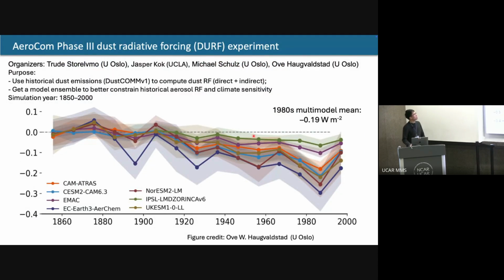And then we did this AeroCom phase 3 dust radiative forcing experiment. So we have a bunch of global models using the DustCOMM version 1 data sets, dust emissions, to simulate a historical cooling in the dust. So just following the historical variability of the prescribed dust. And this is not pretty big, but it's pretty significant. It's about 20 to 30% of the total direct radiative forcing of aerosols historically. So the total aerosol historical forcing is about negative 0.5 watt per meter squared. So this is about 30%, 40% of it.